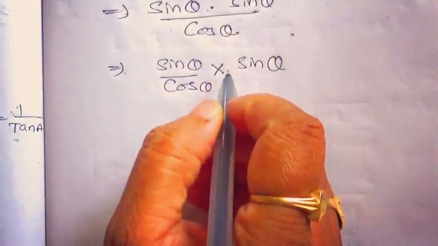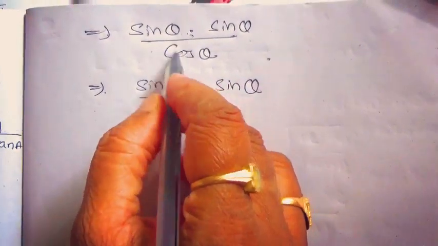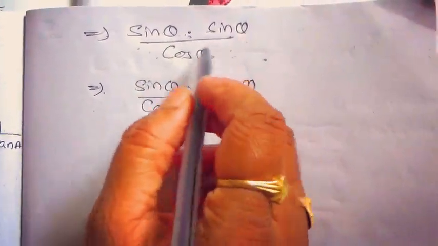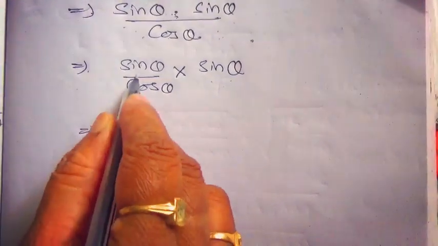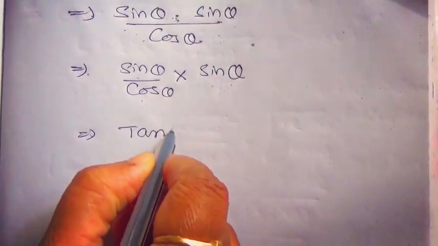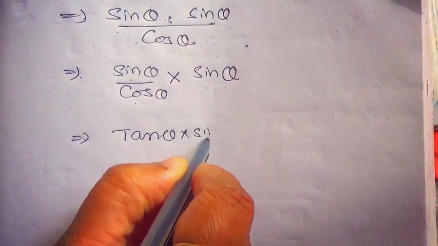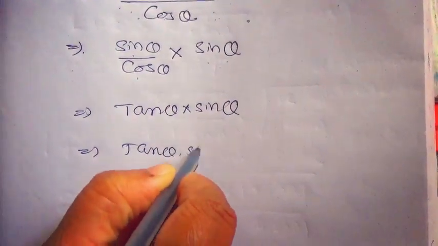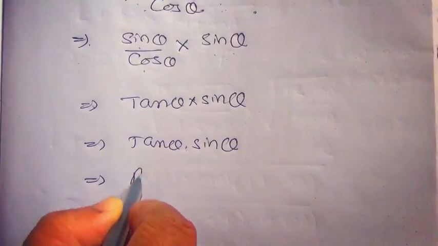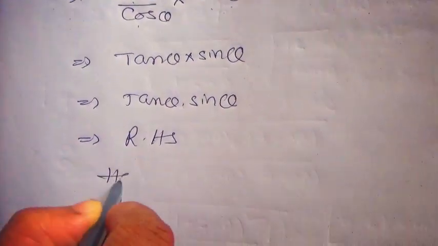It's not a plus. If it is plus, I will take cos common for both. Here it is a product, that's why I am writing only sin theta. Sin theta by cos theta is tan theta, into sin theta. That implies tan theta into sin theta. Here it is the RHS. Hence proved.